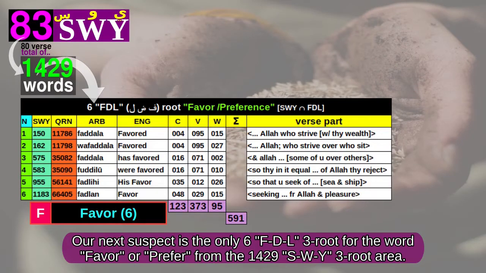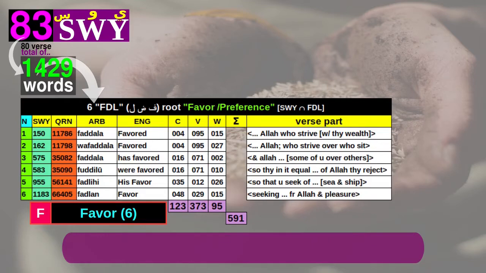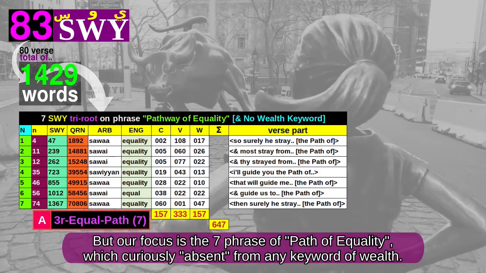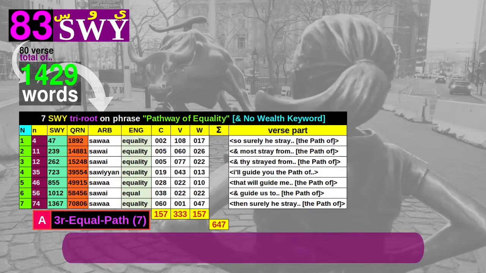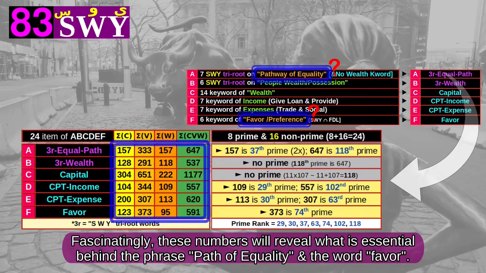Our next suspect is the only 6 FDL3 root, for the word favor or prefer, from the 1429 SWY3 root area. But our focus is the 7 phrase of path of equality, which is curiously absent from any keyword of wealth. Fascinatingly, these numbers will reveal what is essential behind the phrase, path of equality, and the word, favor.